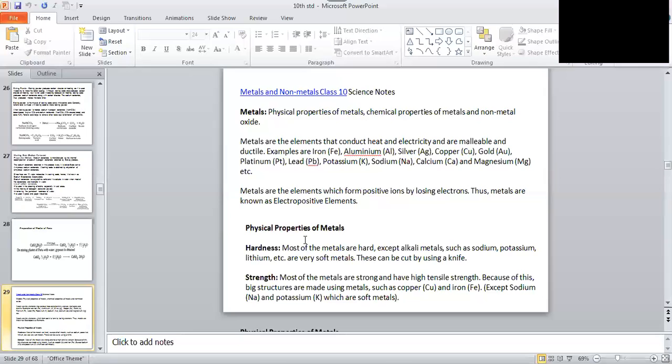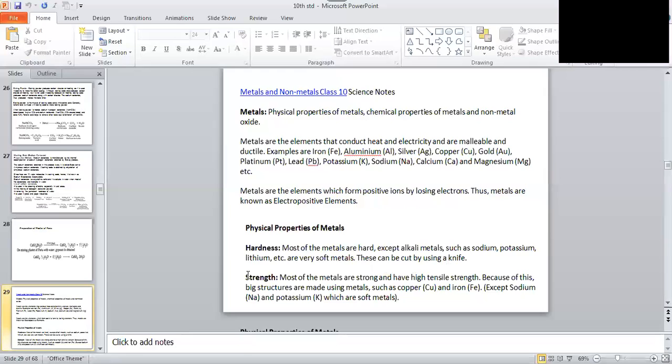Now we will study physical properties of metals. The first property is hardness. Most metals are hard. There are some exceptions: alkali metals like sodium, potassium, and lithium are very soft. They can be cut using a knife. So these are examples of soft metals. Remember this, these are exceptions.